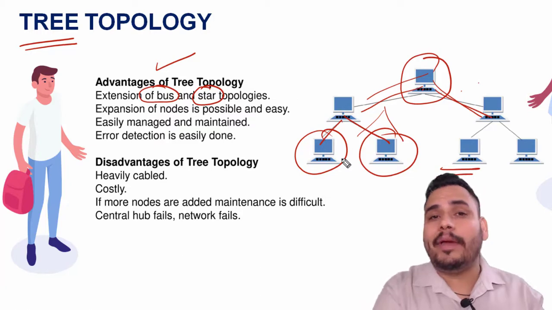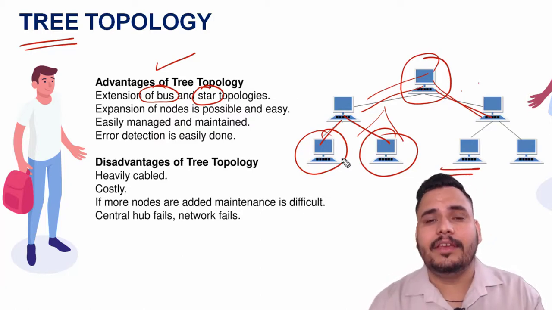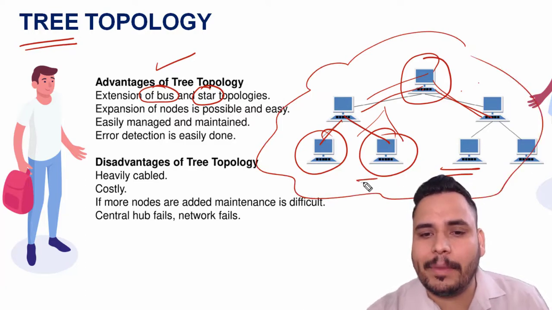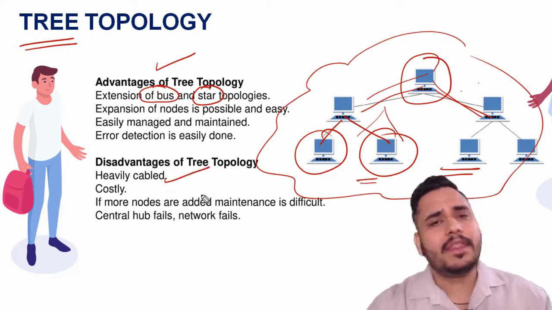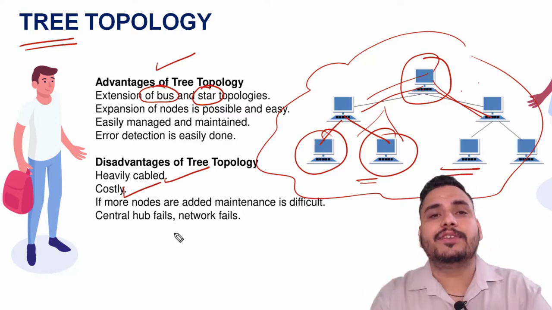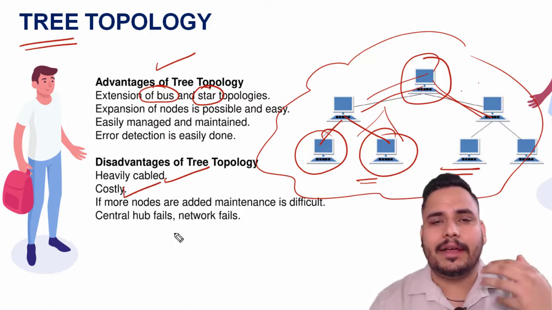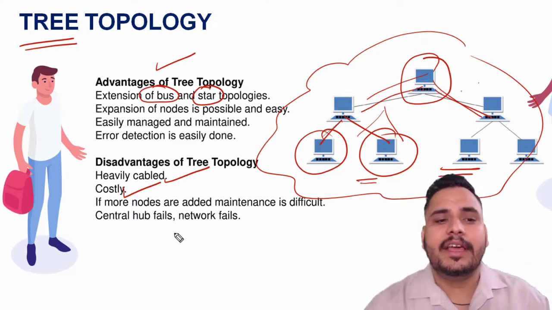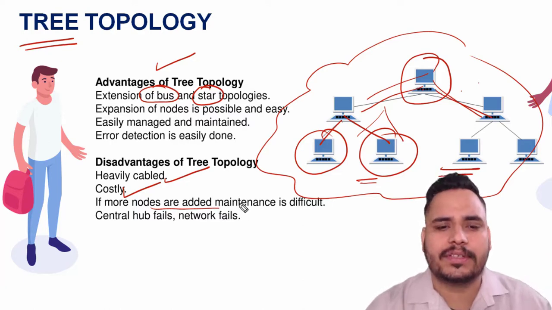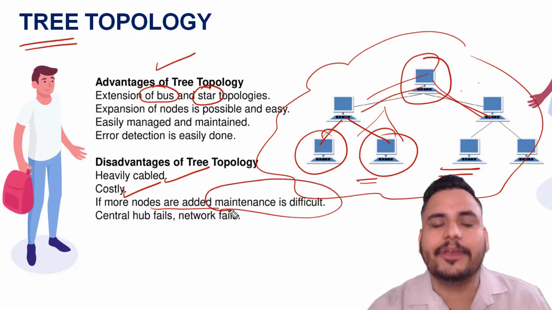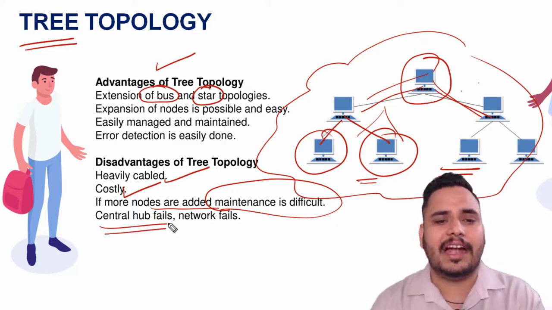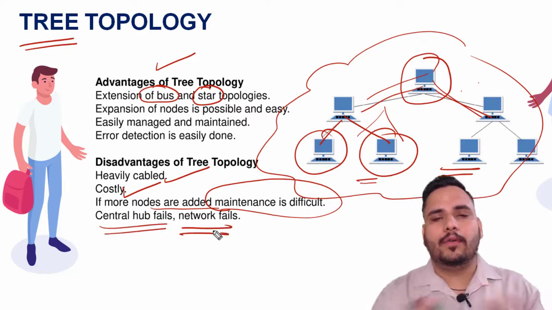But there are so many disadvantages of this topology, because when the network is growing, we have heavy cabling there, and if the cabling is heavy, it is costly. When it grows more than our expectations and we keep adding nodes, maintenance becomes difficult from time to time. And if my central hub fails, similar to star topology, my whole network fails.